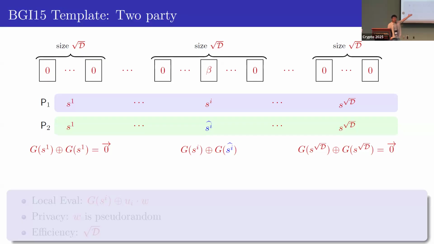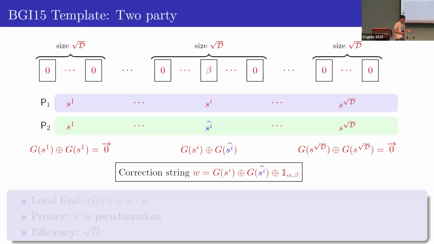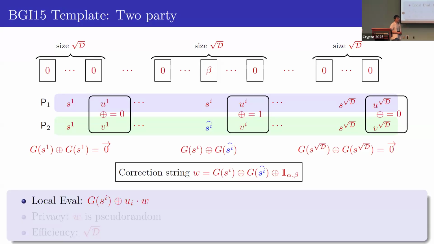In order to restore correctness for the special chunks, there's a standard technique, which is a correction string, essentially the shift you want to apply to this special chunk to make things agree with the indicator vector. Remember that we cannot directly tell the party which chunk to apply this correction string to, as that would violate privacy. The trick is that you give a control bit indicating which chunk is the special chunk, and this control bit is additively shared among the parties.